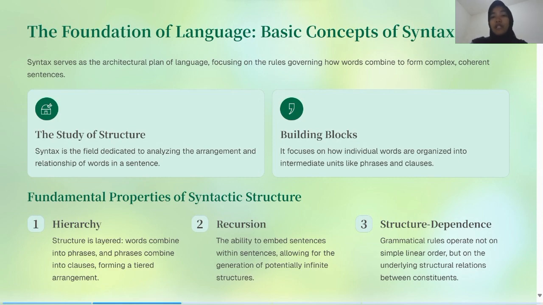These three properties show that syntax is both creative and rule-governed. It allows us to make new sentences every day, but still follow the same grammatical rules.